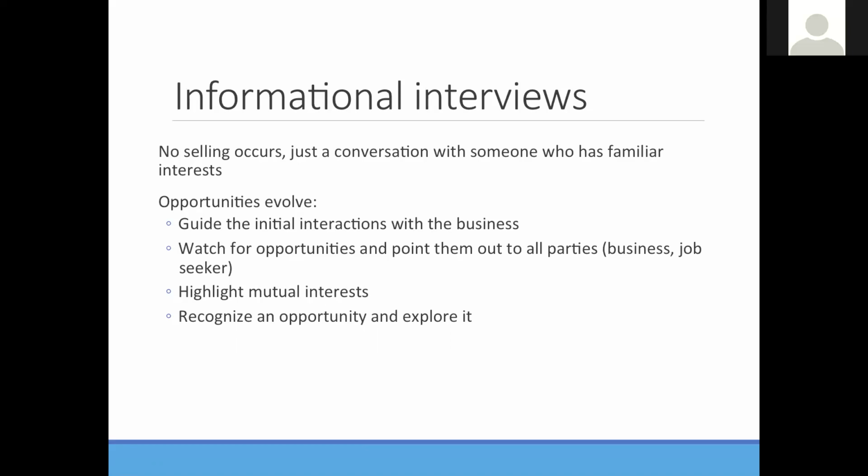At that point, your role is not to go in and ask for a job. Do not go in and say, are you hiring? That's not what we're there for at that point. We only want to connect and say, hey, I'm working with Joe. He's passionate about agriculture. I hear you're passionate about agriculture. Can we just connect and talk and tell me about what you do and how you got into the industry? And that's where we start. So it guides the initial interactions with the business.